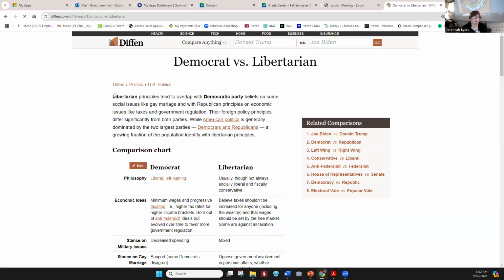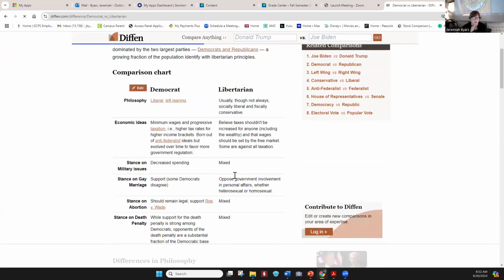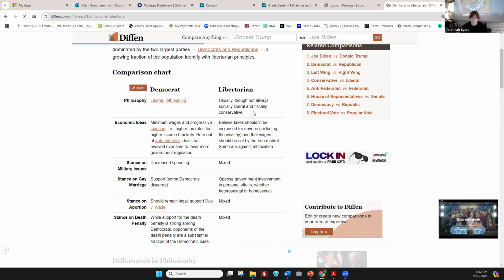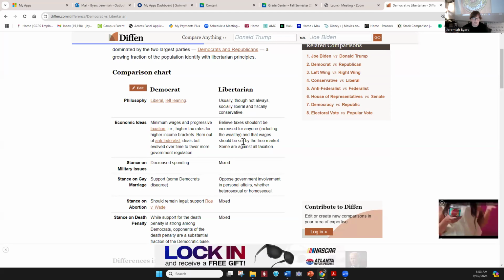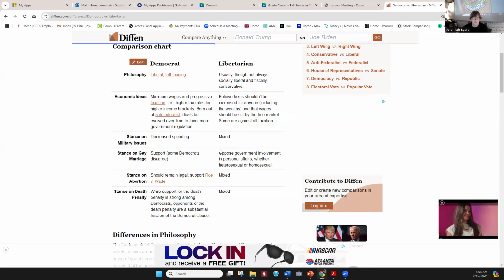Okay. So here we have a comparison chart between Democrats and Libertarians of what they feel, their philosophy, socially liberal and fiscally conservative. Traditionally, not always though. There's a lot of libertarians who are also socially conservative as well. Economic ideas. Democrats tend to believe in minimum wages and progressive taxation, as in higher tax rates for higher income brackets. And libertarians believe taxes shouldn't be increased for anyone, including the wealthy, and that wages should be set by the free market. Some are against all taxation. Okay.